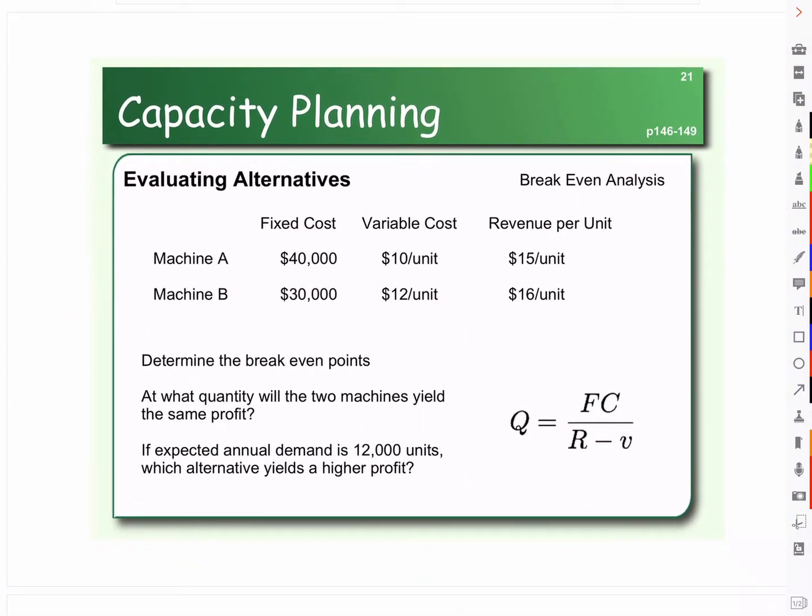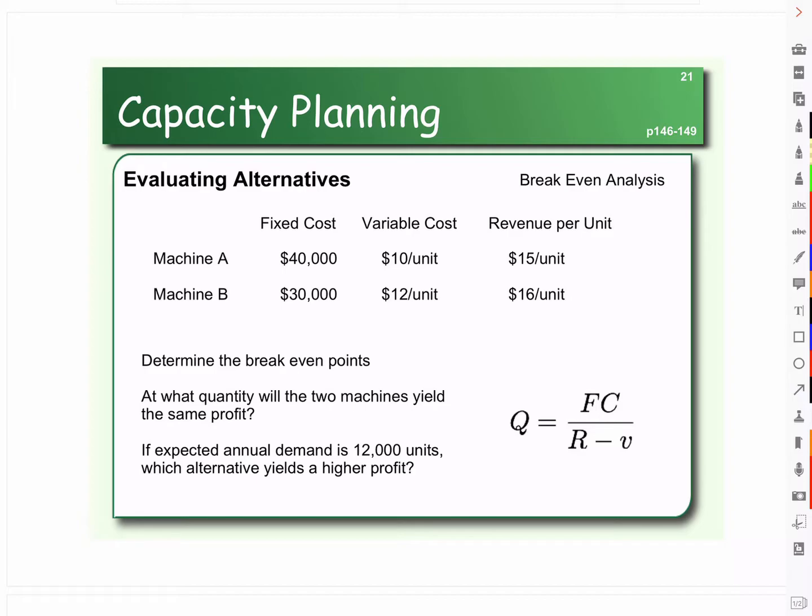So let's suppose we have two different production methods. One uses machine A, one uses machine B. The fixed cost with machine A is more money. So the machine itself costs us more, $40,000. Machine B costs us $30,000. Now, when it comes to running the machine, machine A is cheaper, $10 per unit. Machine B costs us $12 per unit.